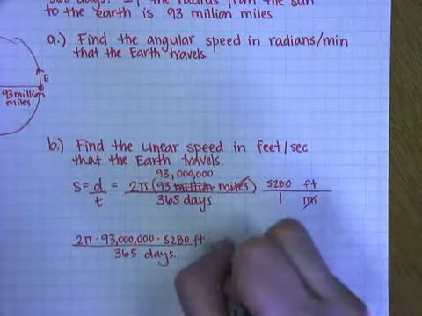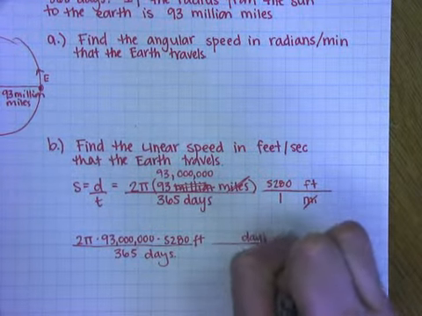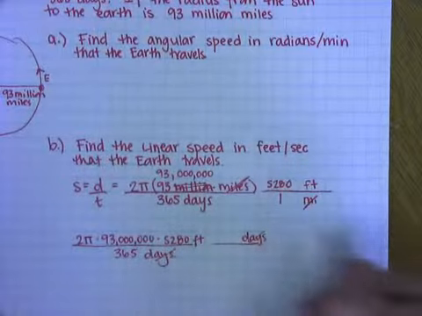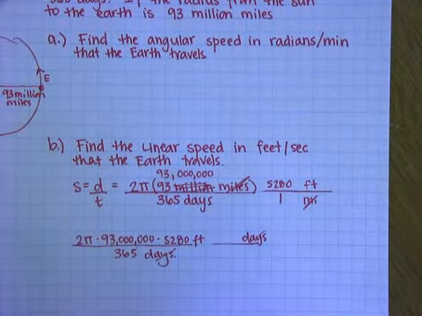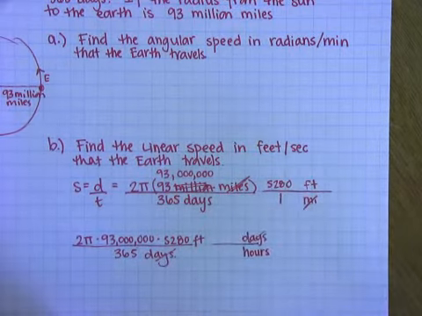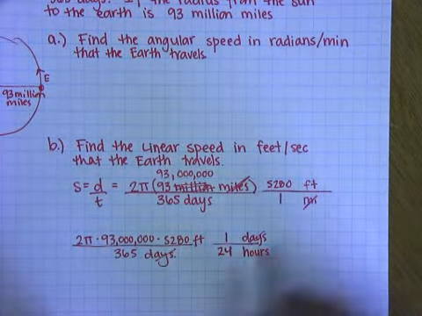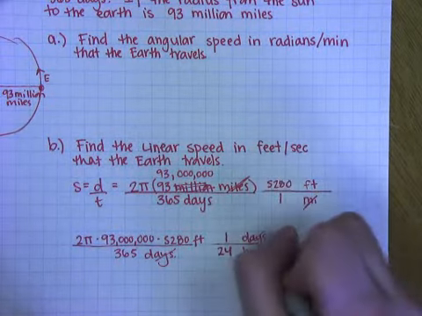Okay. Now let's see, I want to get rid of days, so now I'm going to put days on top because I want it to go away. And the closest unit of measurement for time to days is hours. So I'm going to put that in hours. Well, I know there are 24 hours in 1 day. I don't want to be in hours though, I want to be in seconds.